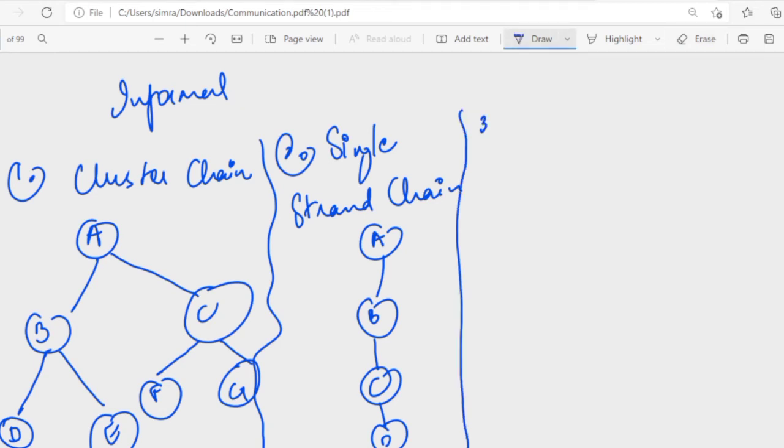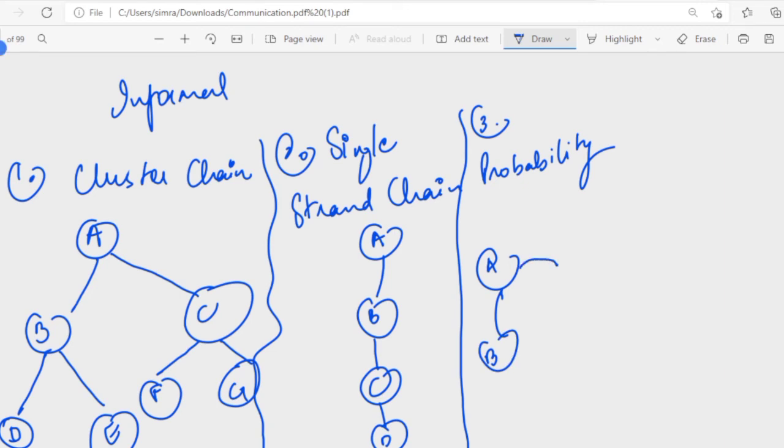Now another type of communication is the probability chain. What do you mean by probability? Probability means randomness, right? We have learnt it in maths and stats. Suppose A is telling B one gossip, and A has also told the same gossip to C.